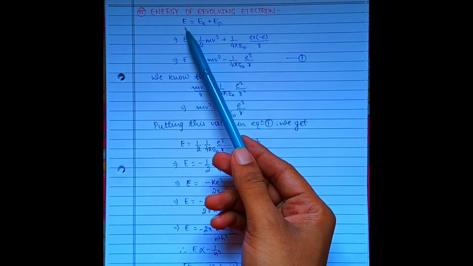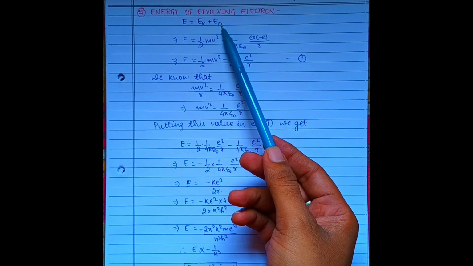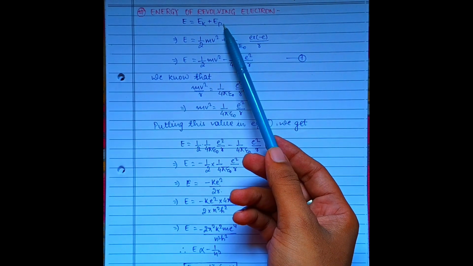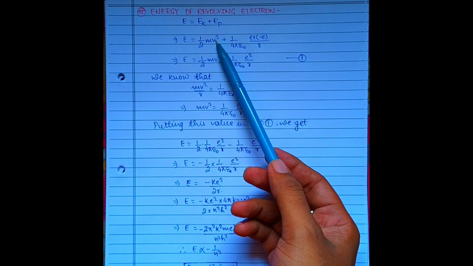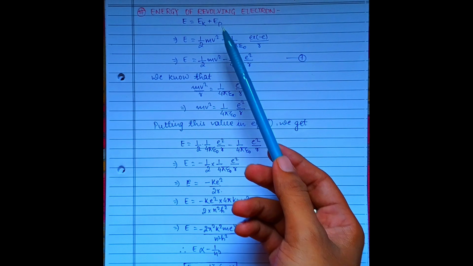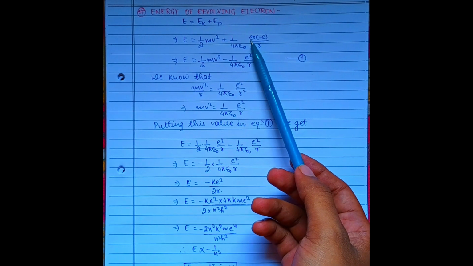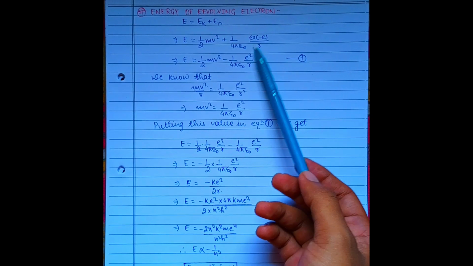So we know that total energy is always equal to the kinetic energy plus the potential energy, that is the sum of the kinetic and the potential energy. We know the formula of kinetic energy, that is 1 by 2 mv square, and in case of electrostatics the potential energy is equal to 1 by 4 pi epsilon naught multiplied by the product of charges divided by r, the distance between the charges.